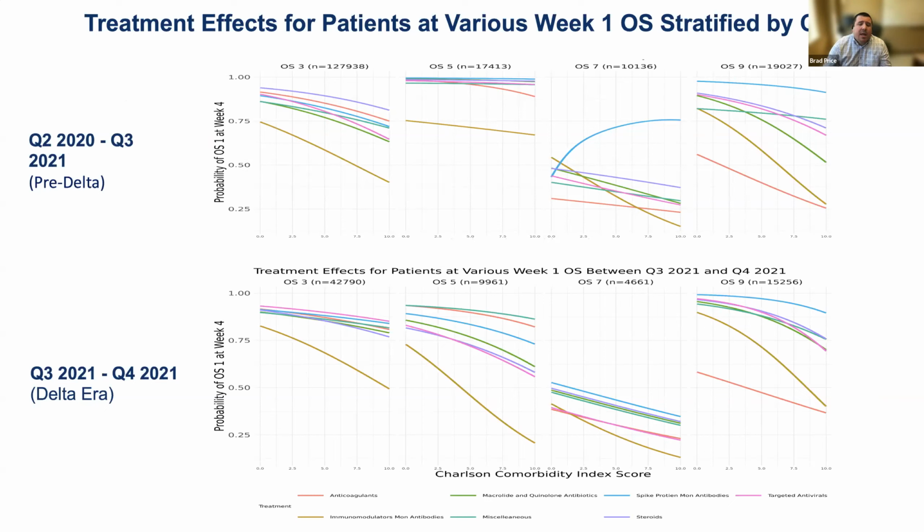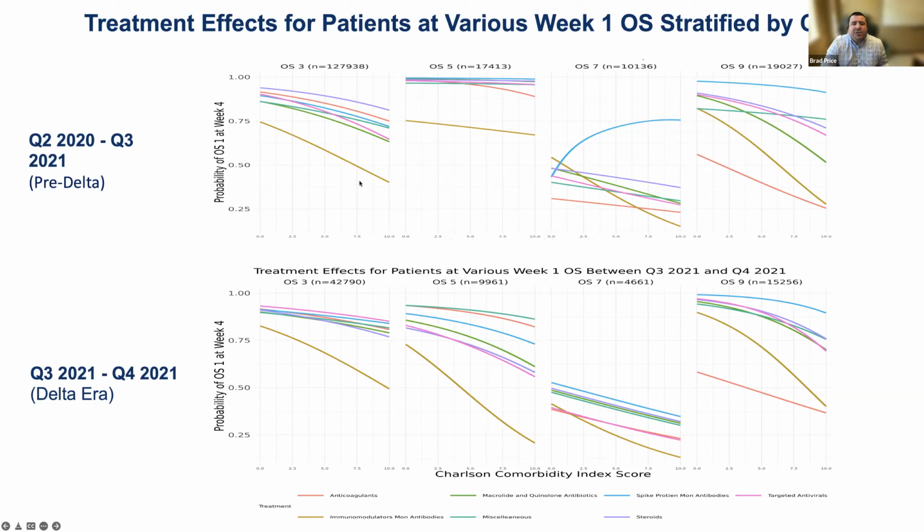28-day period. Each of the lines corresponds to a specific treatment we analyzed. Again, a red line would be anticoagulants. A green line is macrolide, and I apologize, I'm not a clinician, so sometimes the pronunciations get me. We're looking at the set of antibiotics. The blue line is spike protein monoclonal antibodies. The pinkish line is targeted antivirals. The gold line is immunomodulators, antibodies. The light green line is miscellaneous, and the purple line is steroids.